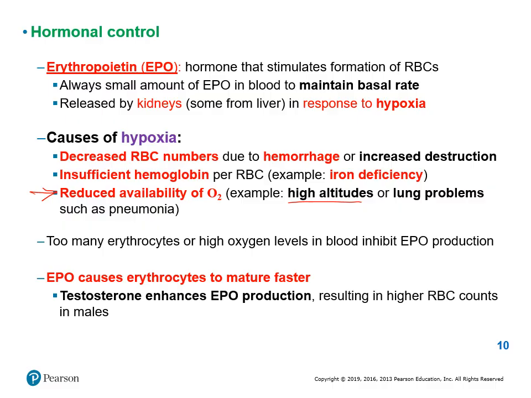So what happens in high altitudes is that it's going to take a few days for your kidneys to produce the EPO, to tell your red blood cells to produce more hemoglobin, for you to be more or less at the same level as everybody else who is climbing the mountains. Okay, so that's the reason.